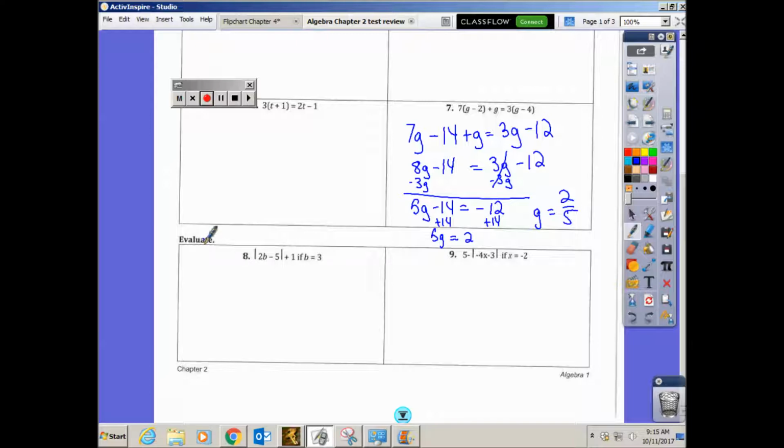For number 8, evaluate means solve. And we're plugging in 3 for b. So 2 times 3, that's our substitution, minus 5, absolute value bars, plus 1. 2 times 3 is 6, minus 5, absolute value bar, plus 1. 6 minus 5 is 1. The absolute value of 1 is 1, plus 1 equals 2.